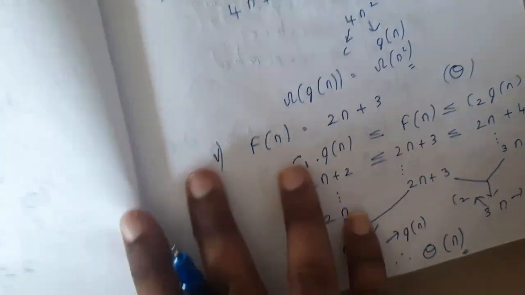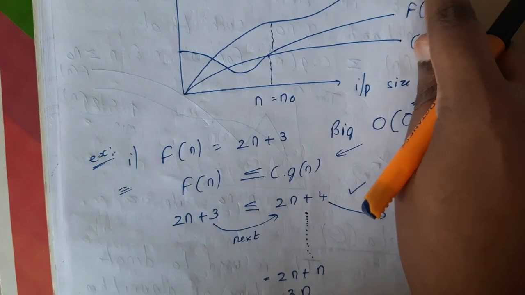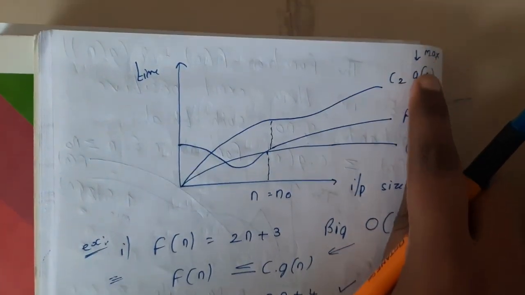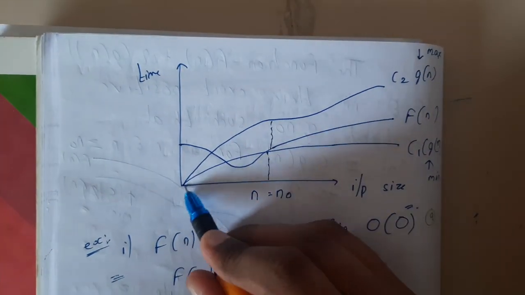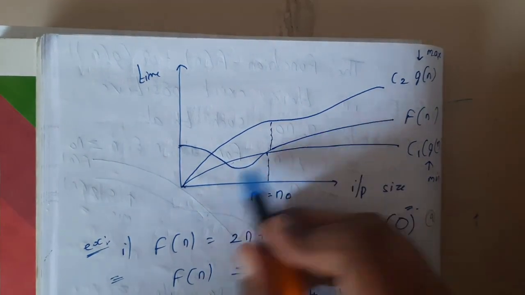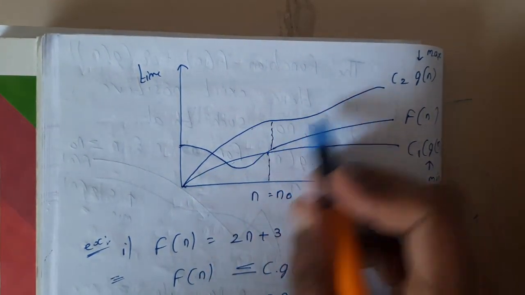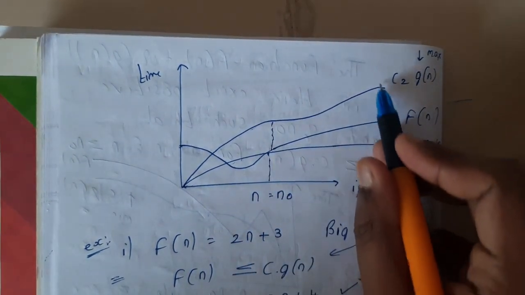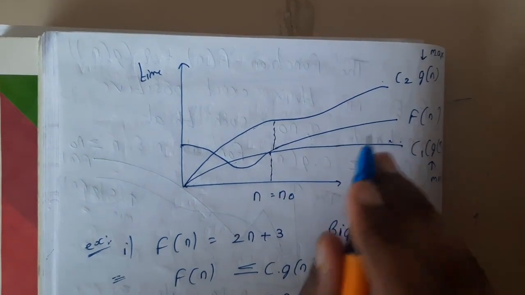So here is the graph. One will be the minimum and one will be the maximum. This is the normal function, and this is for n naught, that is the maximum, and this is the minimum. So the average of these two will be the average case.